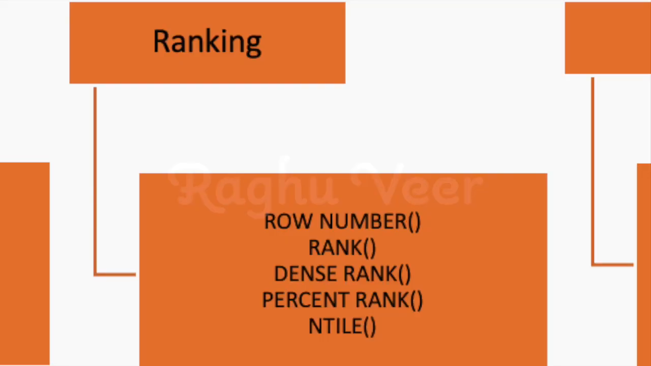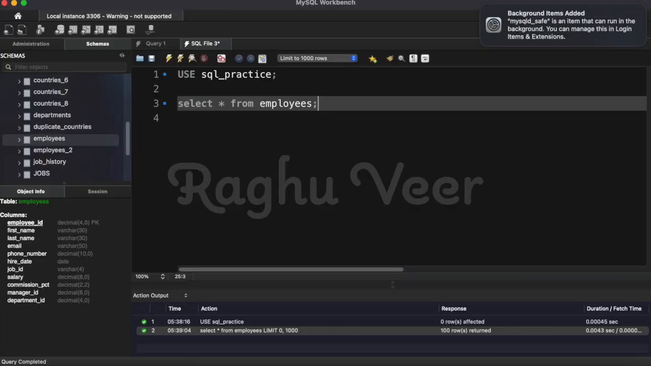We'll look at some ranking window functions now. I'll be using the employees table from the SQL practice database in my local MySQL Workbench. If you want to download MySQL Workbench or the databases which I am working with to practice hands-on, you could watch my previous videos on this. I'll provide a link in the description.